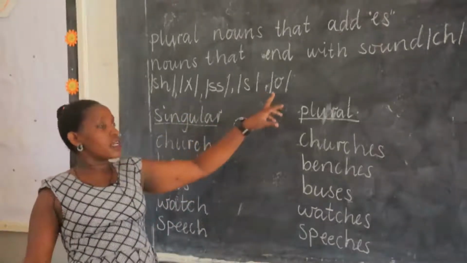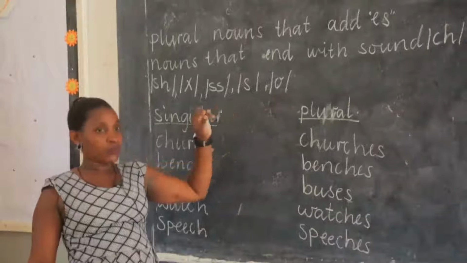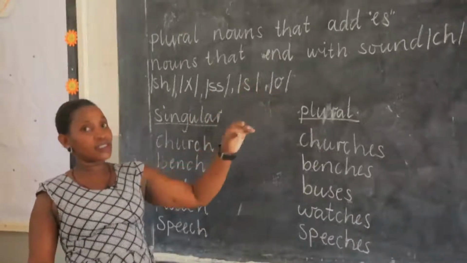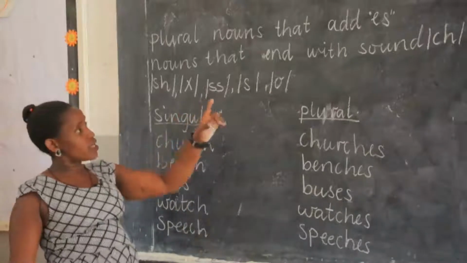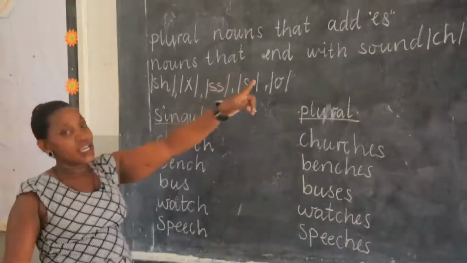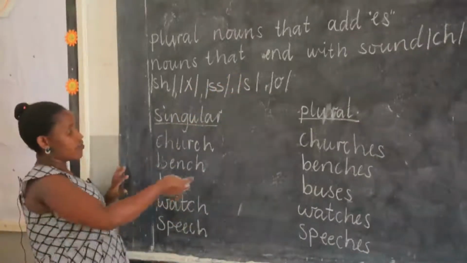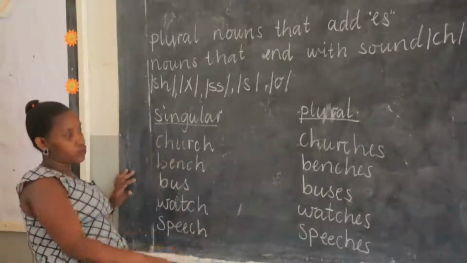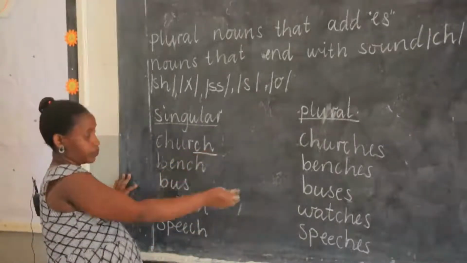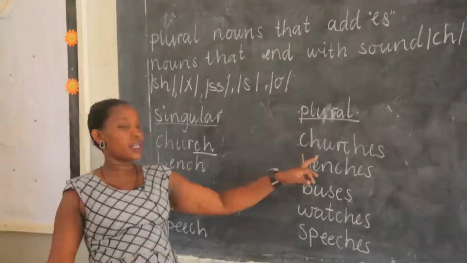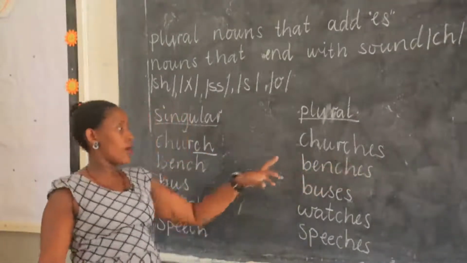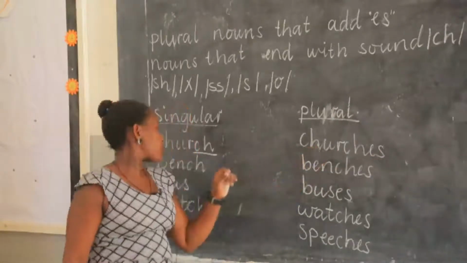Then those ones that end with o. Those words that end with these sounds, we add es. So whenever you find a noun ending with that, we add es. For example, we have the noun church. It ends with ch. So what will happen here? We shall say churches. We add es.